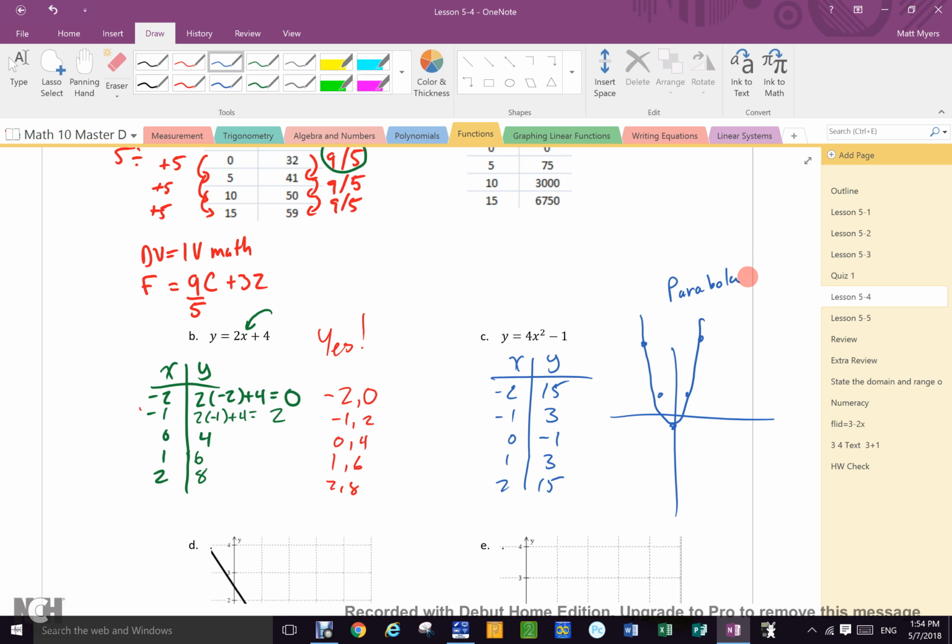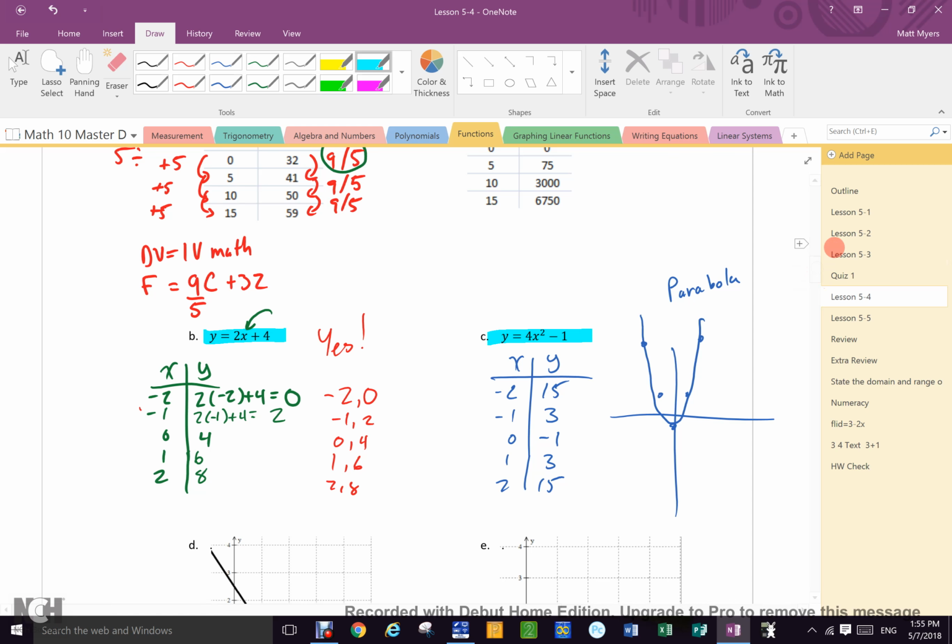Now, what do you notice is the difference between the two equations? One's got an exponent. An exponent can't be linear. Why? Because it goes up faster, right? Because it's 2 times 2 times 2, not 2 plus 2 plus 2. Everybody good?